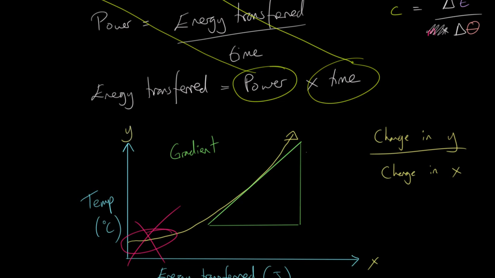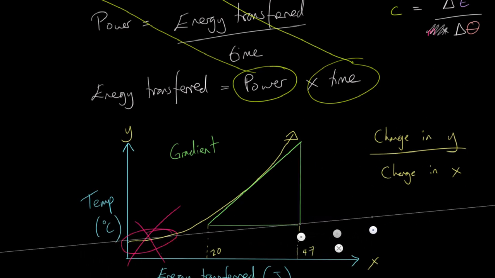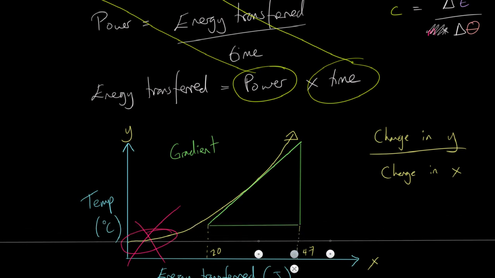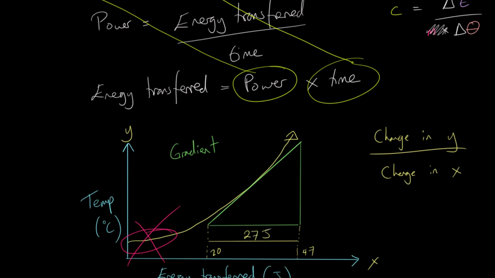Right, so let's work out our change in x value. So you've got your triangle, and you read off from here and here to see how much the x value changed. So if this was, I don't know, 20, and this came down at 47, you know that the difference between these 2 points here is 27 joules.